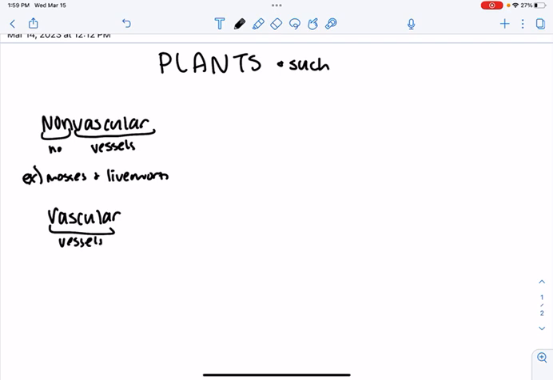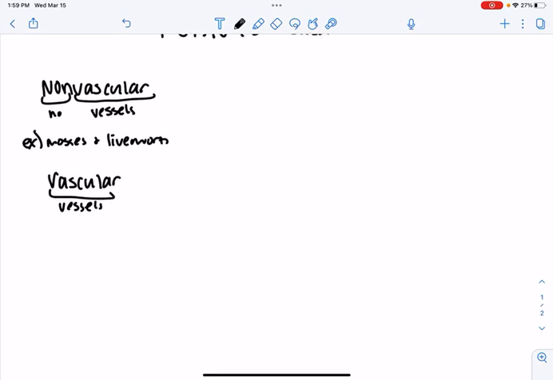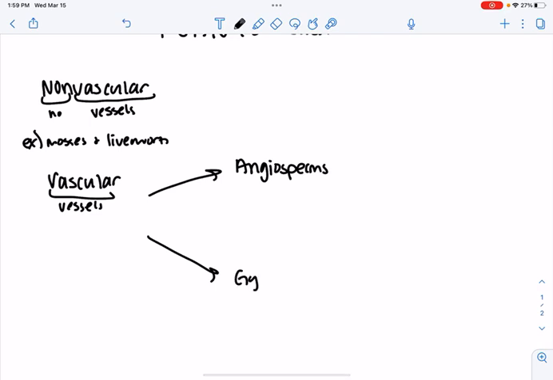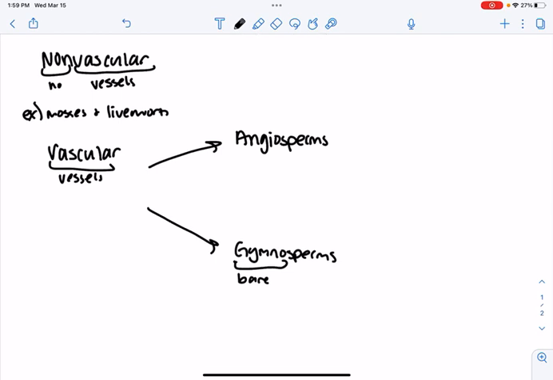These are all the plants that have vessels, and you can divide vascular plants up into two different categories. You have angiosperms and gymnosperms. Now gymno, that root means bare. So these are going to be your plants that have cones. They reproduce asexually with cones. So like think your pine trees, your ginkgo trees, anything like that.